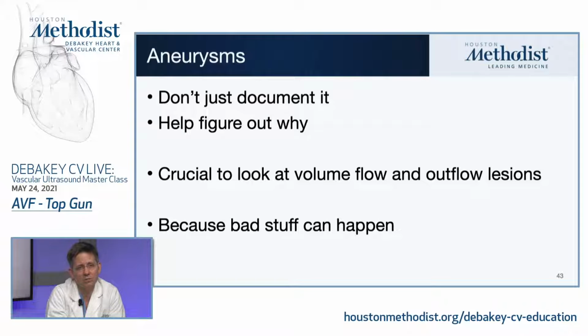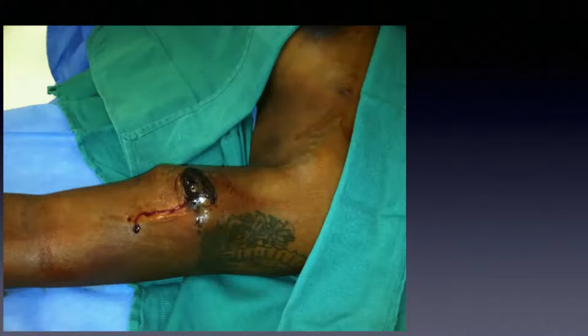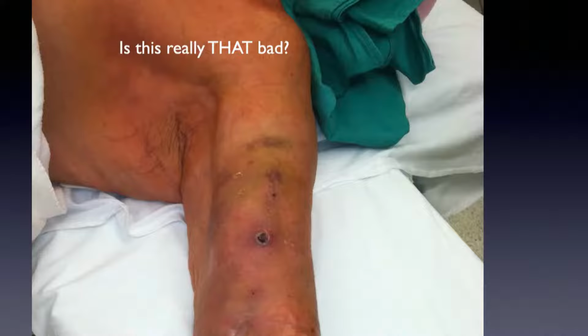So these aneurysms typically happen for a few reasons. One is excessive volume flow, and the other is outflow lesions. Those two things combined become a real problem, because bad things can happen. If you look at this and this, these are fistulas that are exploding or about to explode and can really be terrible. And these can lead to life-threatening hemorrhage, which is pretty dramatic.